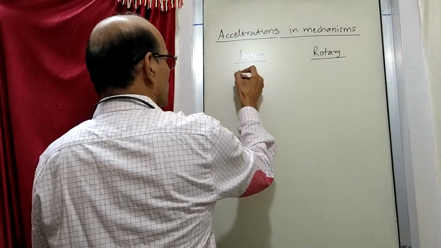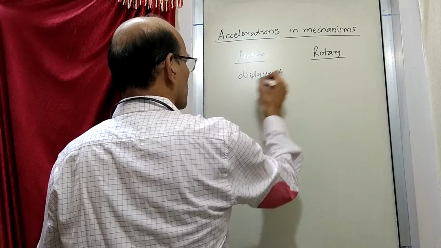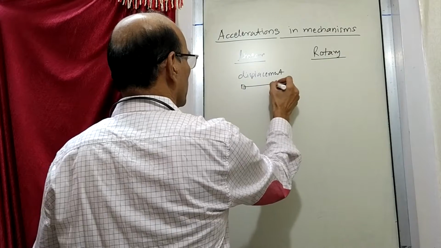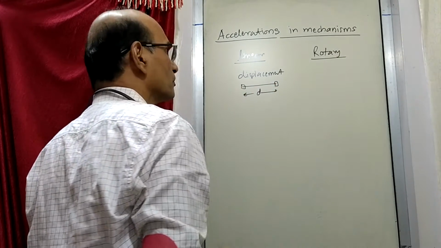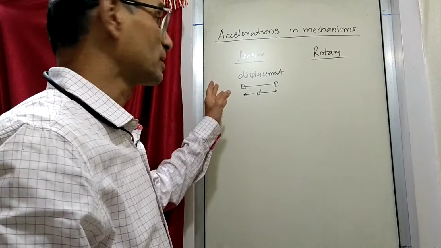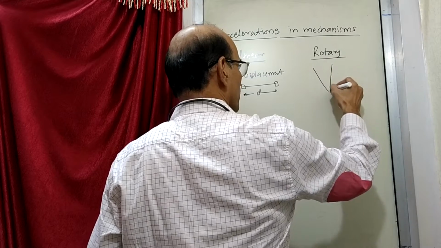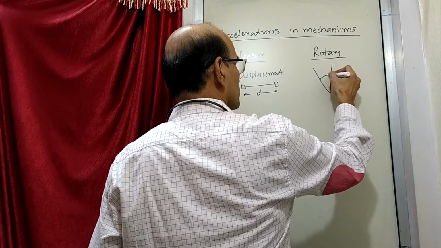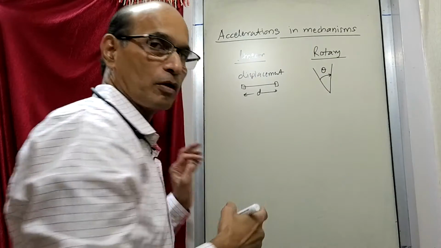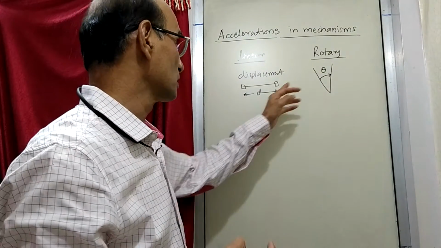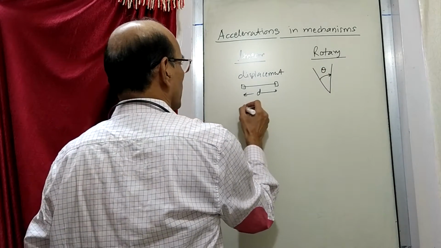So here we say it is displacement. When a particle is moving from here to here, we say it has moved by distance d. That is displacement. Now the similar term here is angular displacement. So the link is here, it goes here, and the measurement is in terms of angle. Here the measurement is in terms of distance, straight distance. This is angular movement.